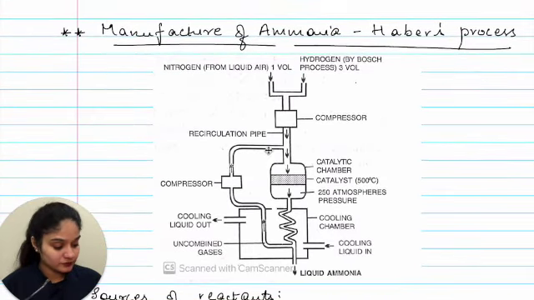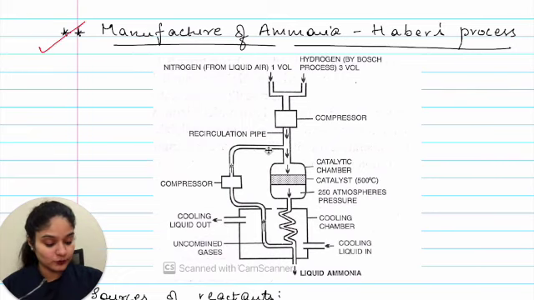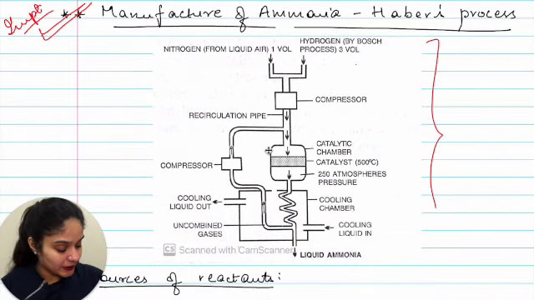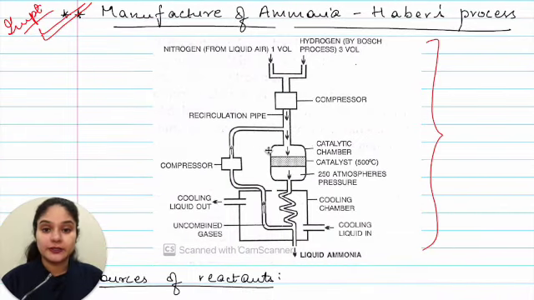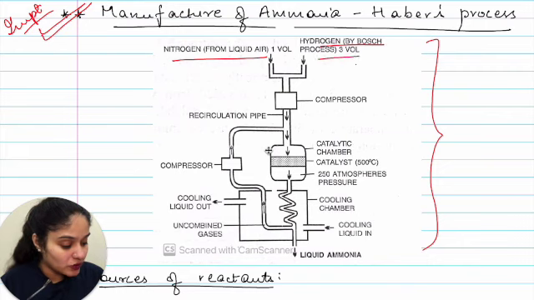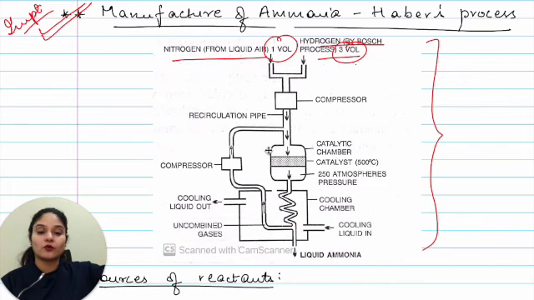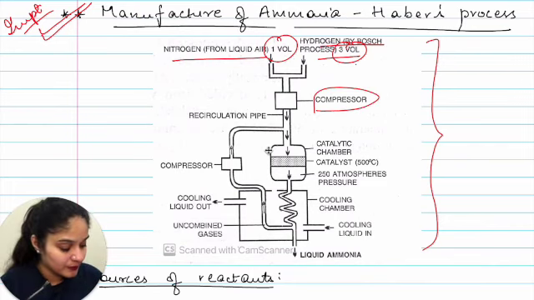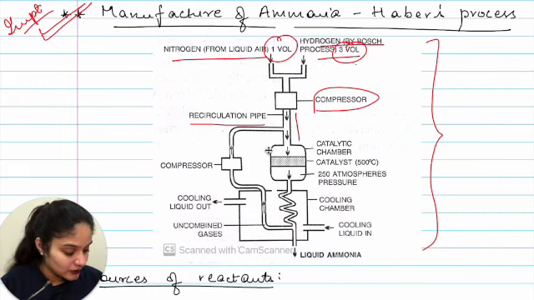Moving on to the manufacture of ammonia, that is by Haber's process, very important. Now, let's look at the apparatus and try to understand what's happening. So you have nitrogen from liquid air, hydrogen by Bosch process, 1:3. So 1 volume of nitrogen is going, 3 volumes of hydrogen are going. Then you have a compressor right here. Then you have a recirculation pipe. Both of the gases are coming in.